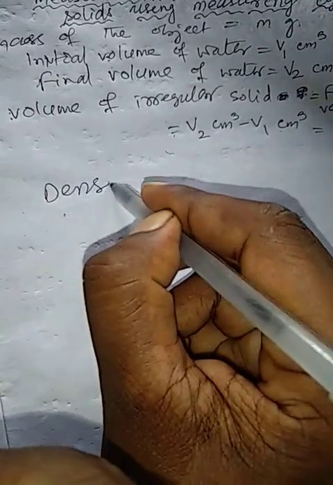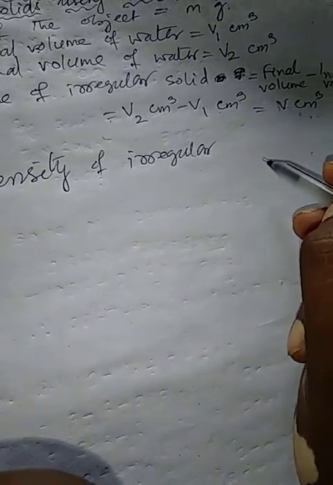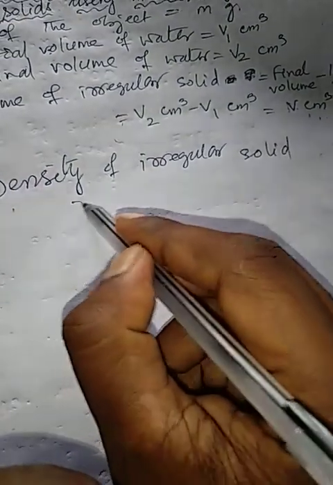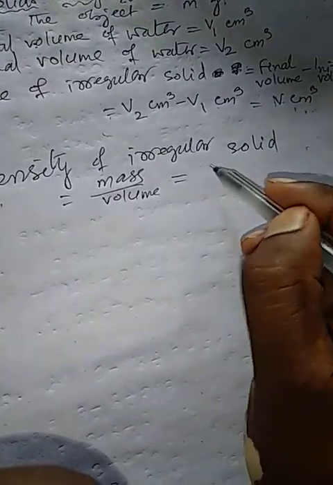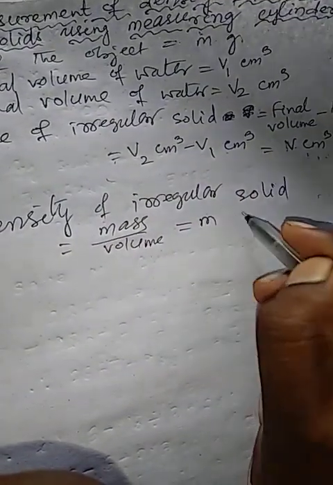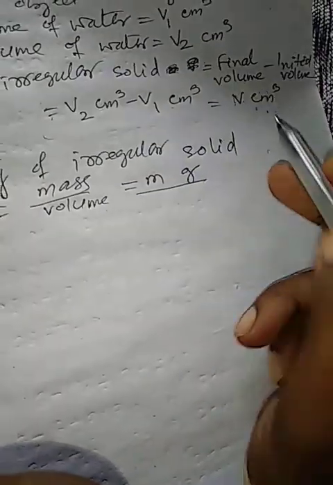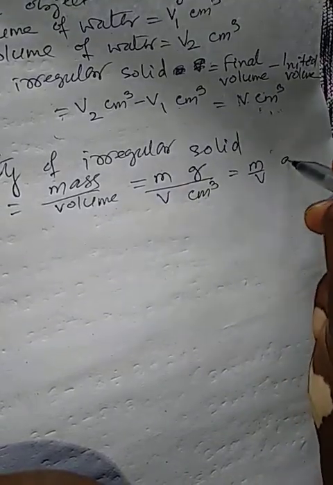Now the density of the irregular solid is equal to mass by volume. Mass of the solid is m gram, volume is V centimeter cube, that is m by V gram per centimeter cube. This gives the density of the irregular solid object.